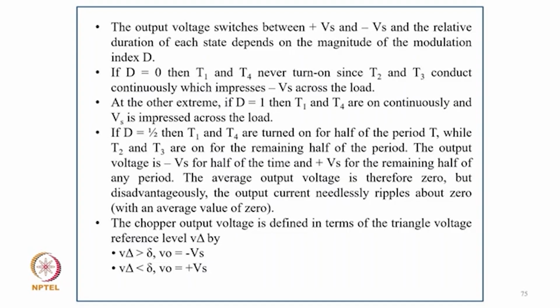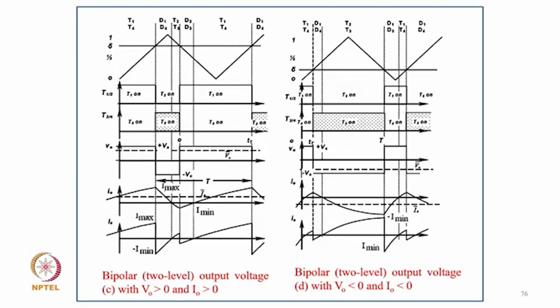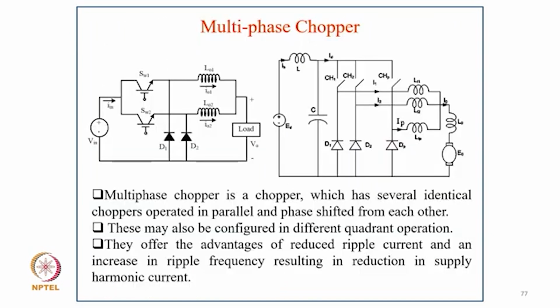disadvantageously the output current has ripple about the 0 average value. So the chopper output voltage is defined in terms of a triangular reference wave: V equals plus Vs when the control voltage is greater than the triangular wave, and V equals minus Vs when it is less. And this is typically the operation for bipolar, 2 level, when it does not operate in the pure unipolar mode. So you will have a positive and negative voltage applied across the load, and you have a large ripple current in switching, and the output ripple is also equal to the switching frequency. In the previous case, it was double. So this is the case of 2 level output voltage.